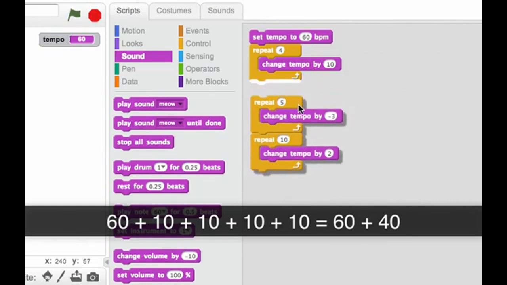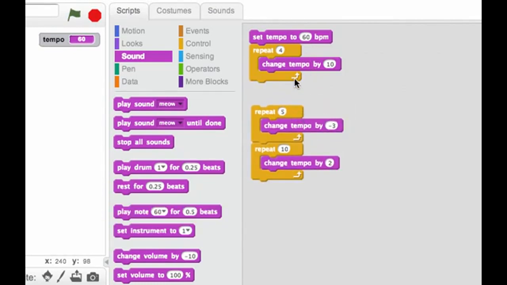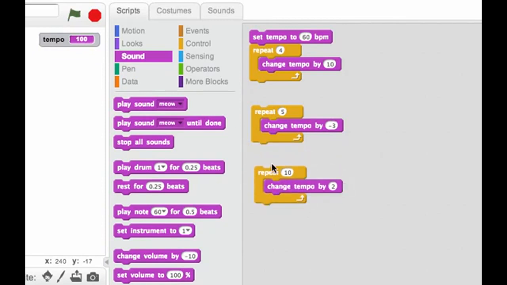Let's try running just that part of the script. This is a really helpful strategy to be able to try different parts of the script to see if it does what you think it does. So I'll double click on this and we can watch how tempo changes. Yep, tempo's 100.